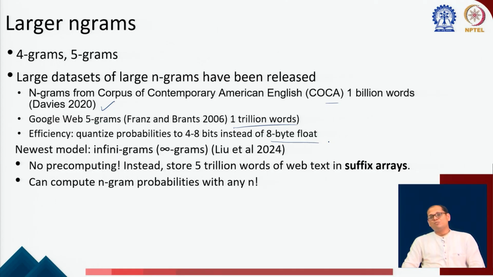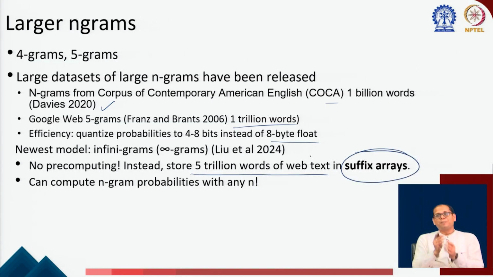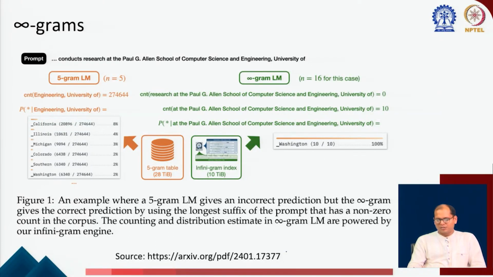There's also a very new model, infini-gram, that came in 2024, and interestingly, it says that you can store 5 trillion words by using the concept of suffix arrays, right? And you can compute n-gram probabilities for any n. So I'll just give you a sample of what they are showing in their paper. So, you can refer to that paper to get more details.